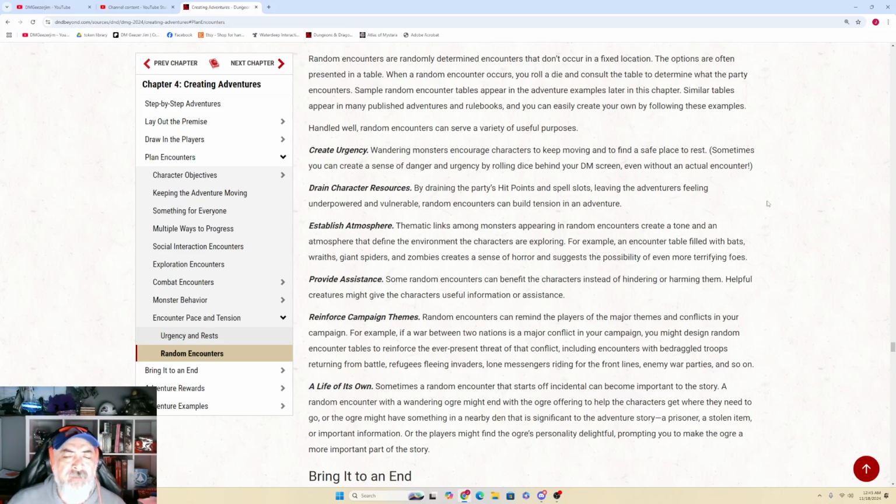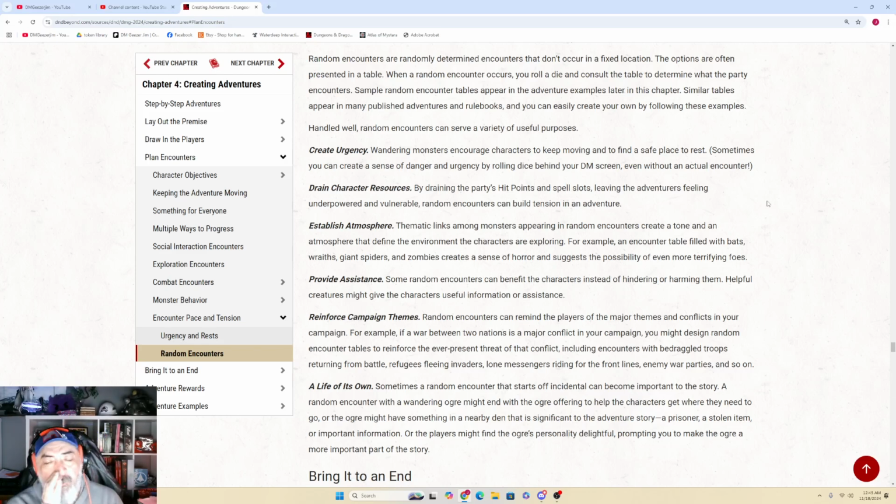Random encounters can remind the players of the major themes and conflicts in your campaign. For example, if a war between two nations is a major conflict in your campaign, you might design random encounter tables to reinforce the ever-present threat of that conflict, including encounters with bedraggled troops returning from battle, refugees fleeing the invaders, lone messengers riding for the front lines, enemy war parties, and so on.